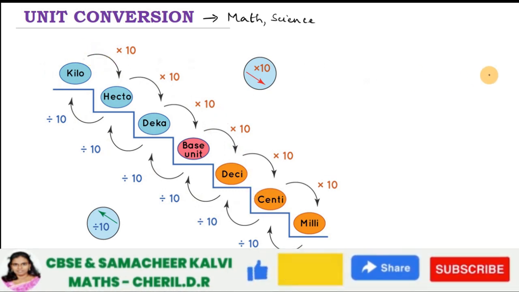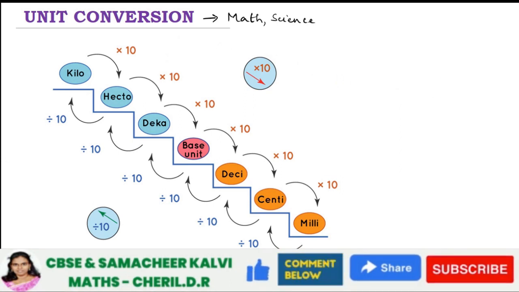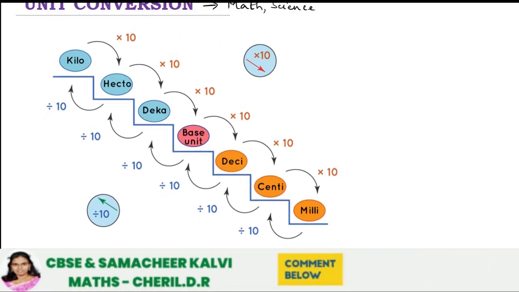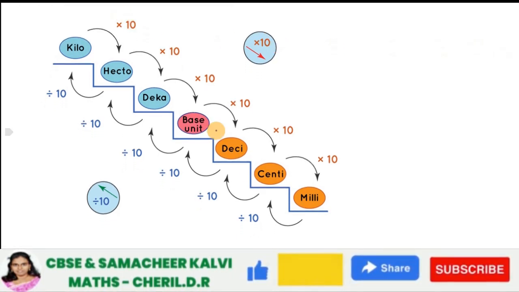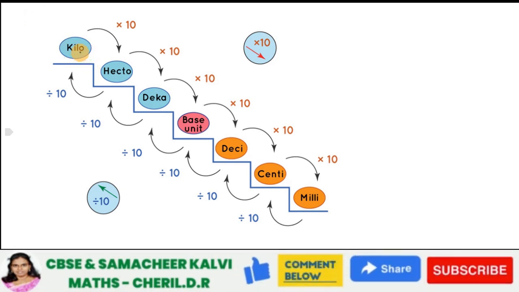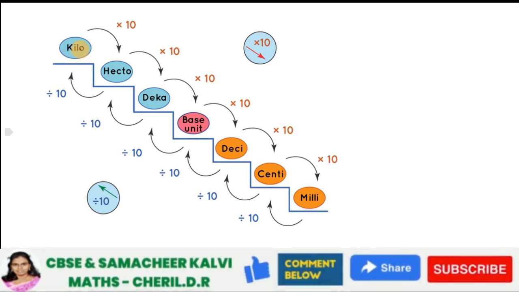The main problem is we forget to convert the units wherever required, because of which our marks go down. When it comes to physics or maths, there is a very big problem when we ignore unit conversion. So this is our metric ladder. We are going to see this metric ladder, and then we will see how easily we can understand unit conversion.